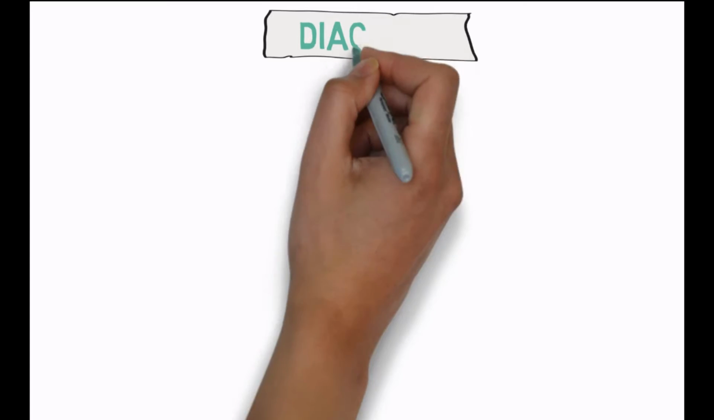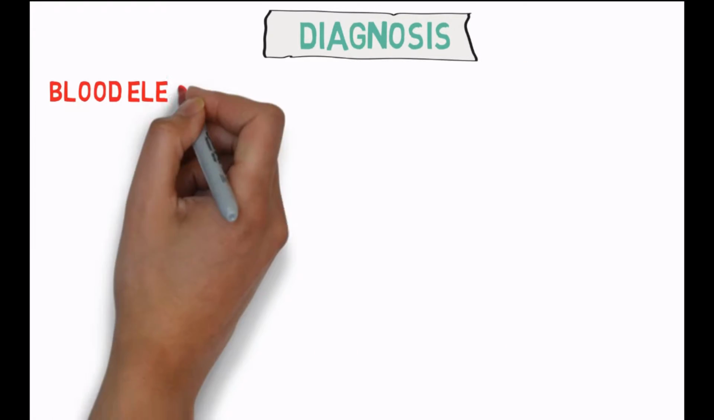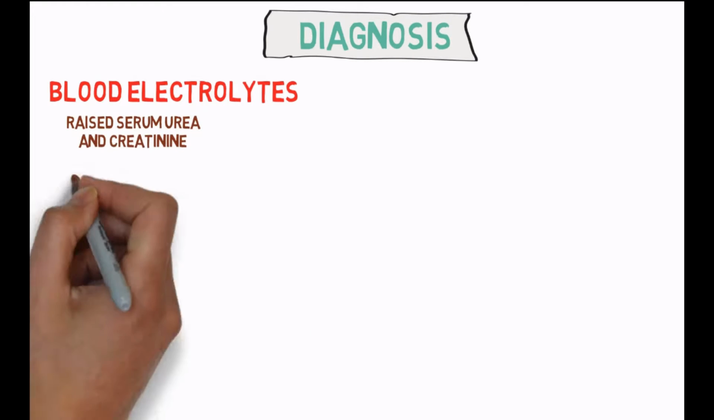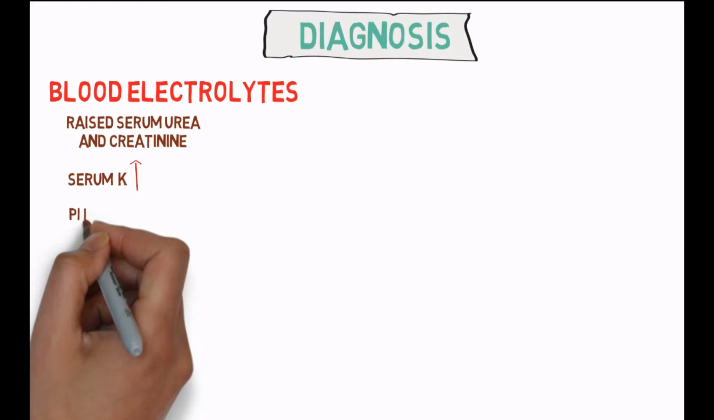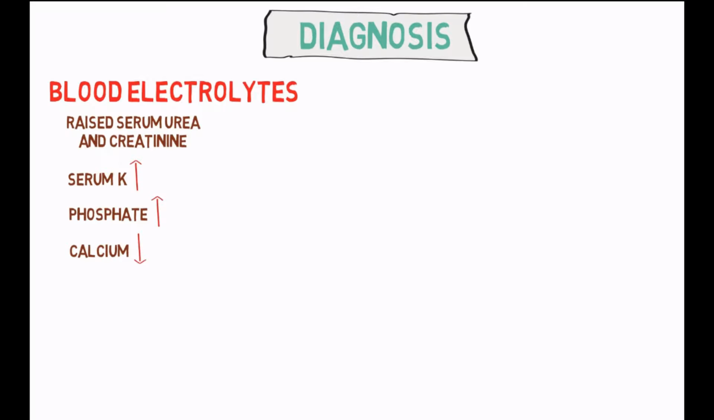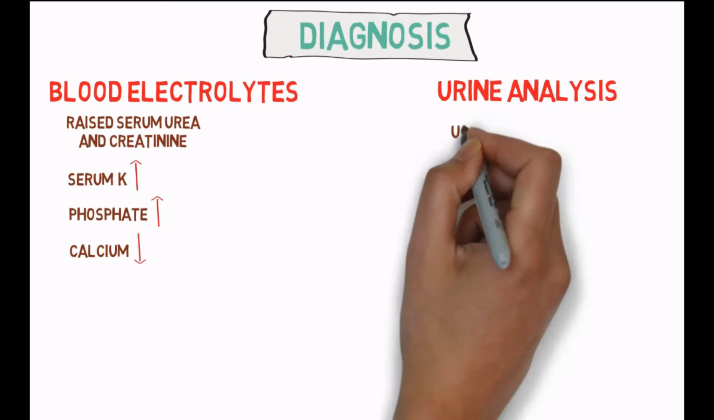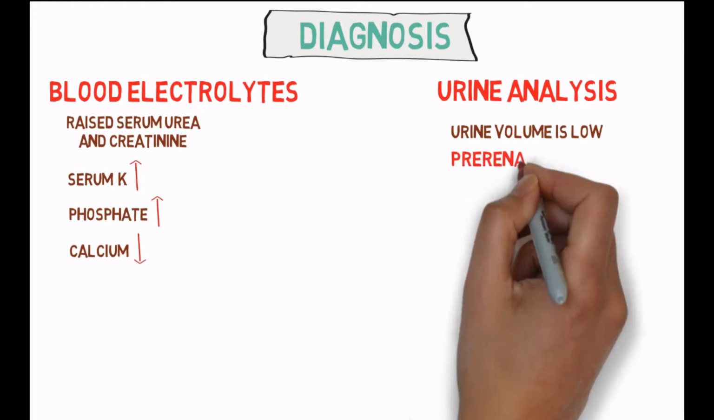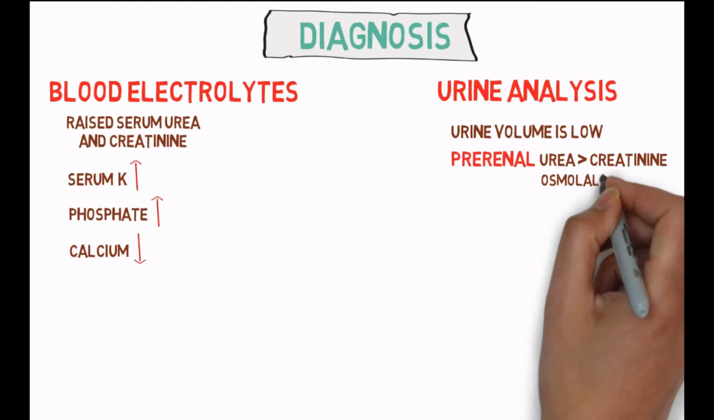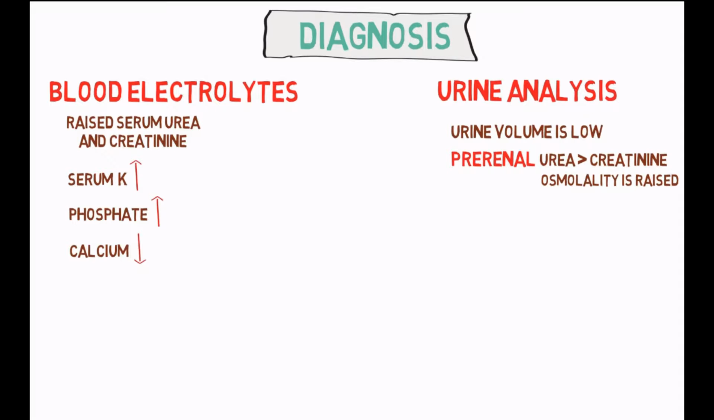Some words on how we diagnose the type of ARF. Blood electrolyte profile is very important, which shows a raised serum urea and creatinine concentration. Various types of electrolyte abnormalities are present, like raised serum potassium, a raised serum phosphate, and decreased serum calcium concentration. Urine analysis is also important, which shows a low urine volume. In pre-renal type of ARF, urea concentration of urine is greater as compared to creatinine, and osmolarity of urine is raised. In renal ARF, we can have red cell casts which are usually immune mediated.